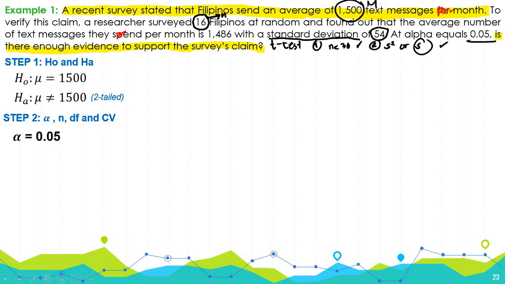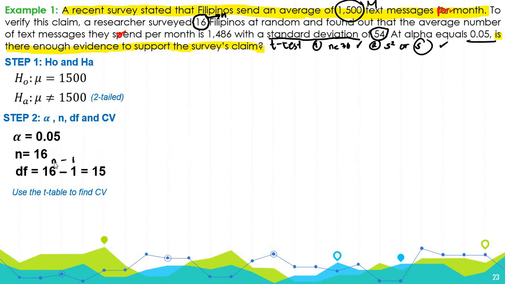Alpha is 0.05. How about n? N is the sample size, which is 16. We need n for us to solve for the df with the formula n minus 1. So the df would be 16 minus 1, which is 15. Then lastly, we are going to use this information to obtain the critical values.